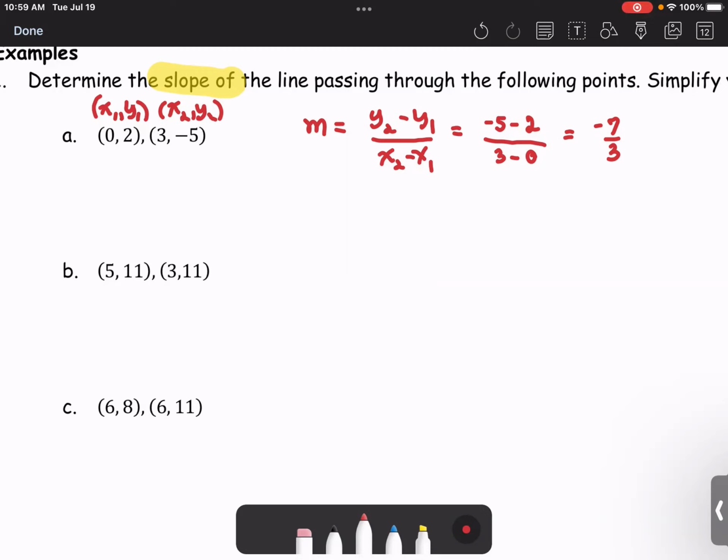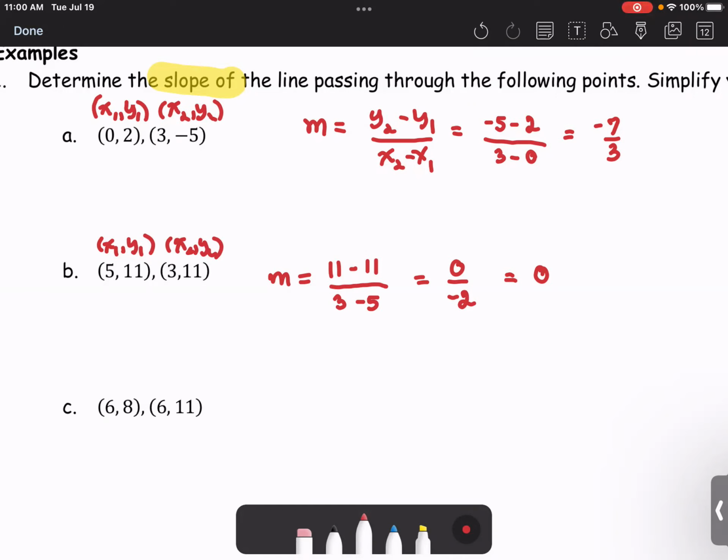For part B, the two ordered pairs: the first one, x1, y1, is 5, 11. The second point, x2, y2, is 3, 11. Following the slope formula, y2 minus y1, which is 11 minus 11, divided by x2 minus x1, or 3 minus 5, turns out to be 0 over negative 2, or simplified, 0. For part B, we have the slope of 0.